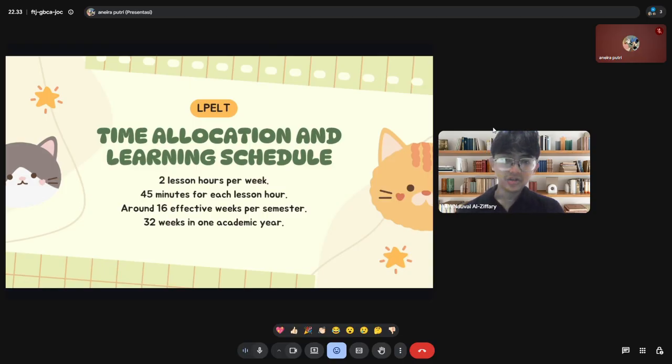Regarding the learning schedule, English is allocated 2 lesson hours each week with 45 minutes for each lesson hour. There are approximately 16 effective weeks in one semester and 32 weeks in one academic year. This allocation provides students with enough opportunities to develop their language skills gradually and systematically.